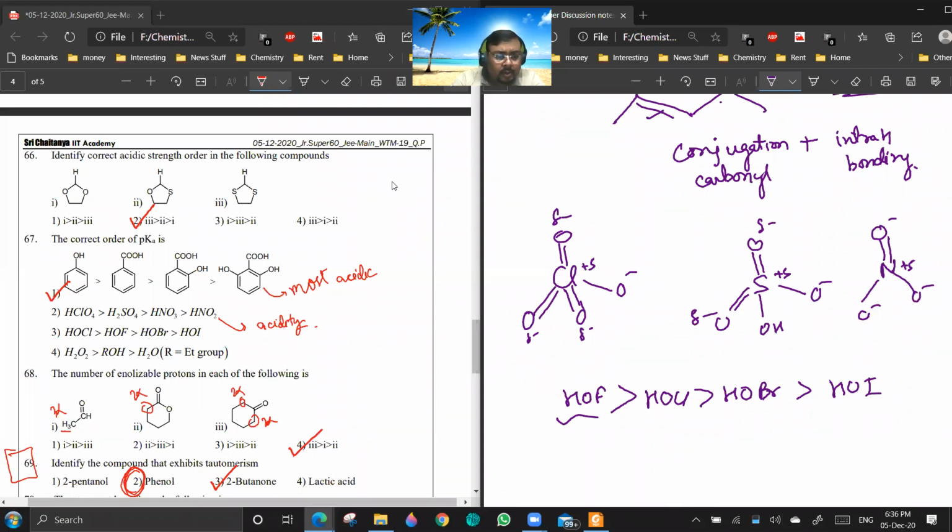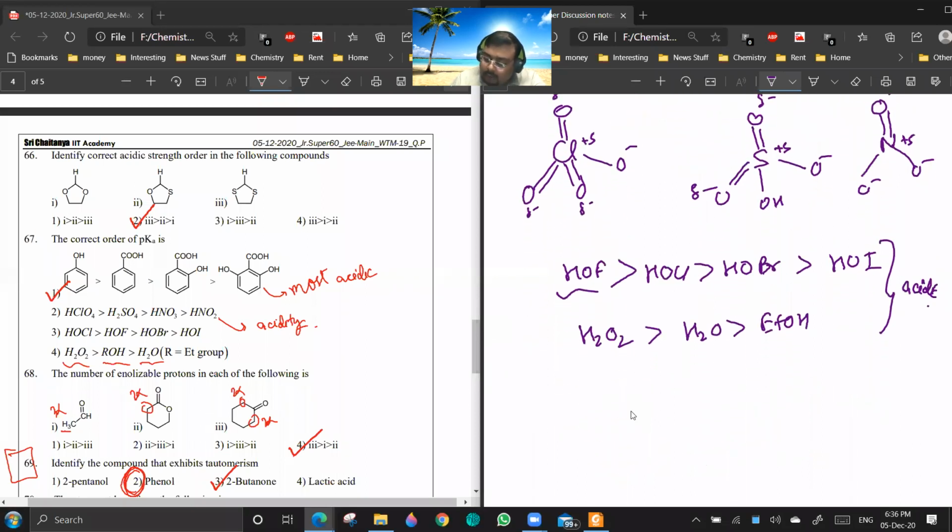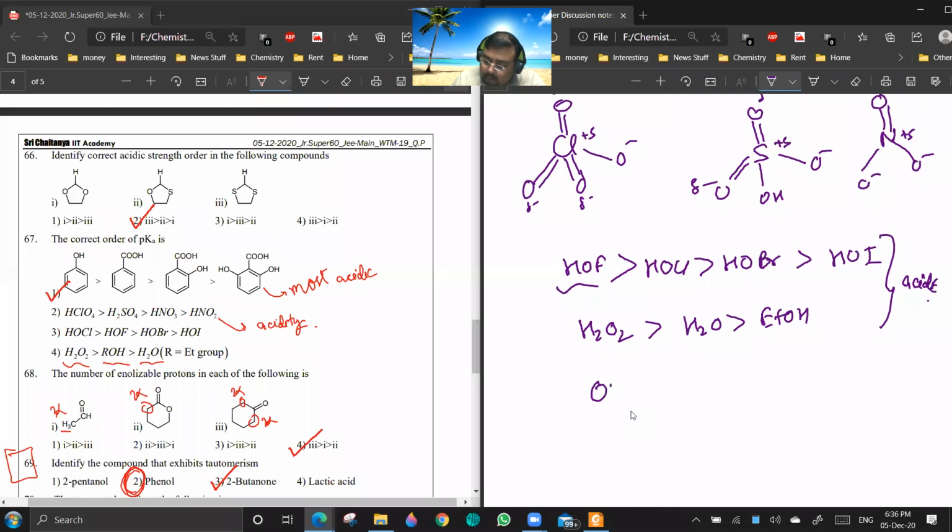Yes, sir. In this case, H2O2 is more acidic than this. Sorry, this is wrong. In this case, H2O2 is more acidic than water, and water is more acidic than EtOH. This is the order of acidity. Between H2O2 and H2O, if you're talking about the anion, you have this, which will be stabilizing it through the minus I effect. Is it clear? Yes, sir.